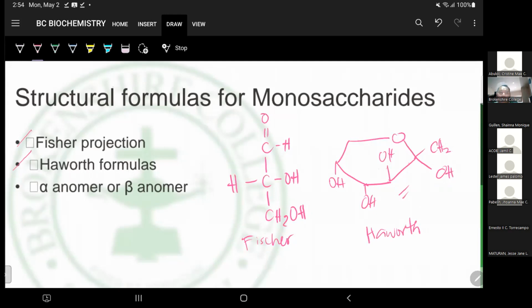The alpha anomer and beta anomer differ based on the position of the carbons. So mostly what is used is the Fischer and Haworth in representing the structural formula of your monosaccharides. Okay, let's proceed to the next one.